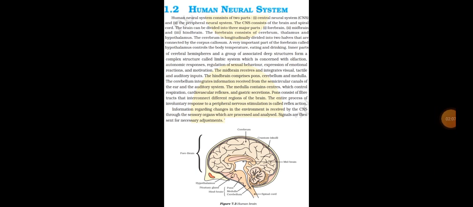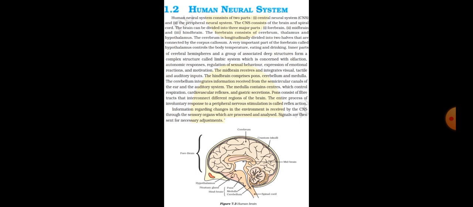Human neural system. The human neural system consists of two parts: the central neural system and the peripheral neural system. The CNS consists of the brain and spinal cord. The brain can be divided into three major parts: forebrain, midbrain, and hindbrain. The forebrain consists of cerebrum, thalamus, and hypothalamus.